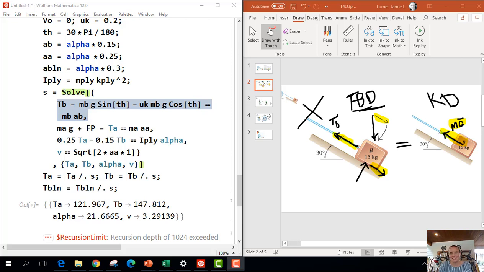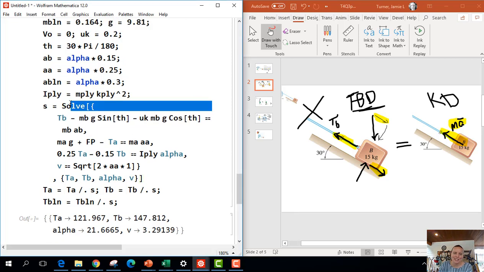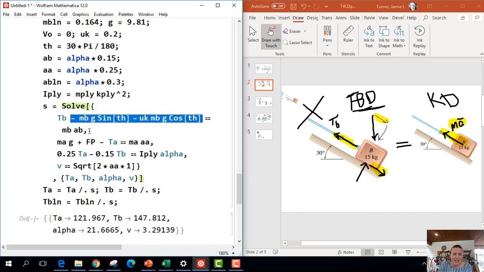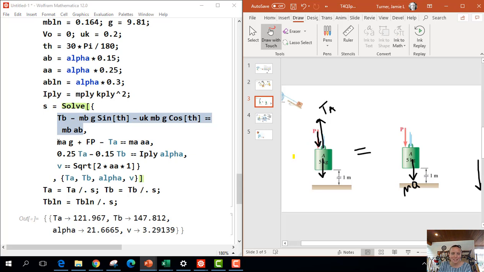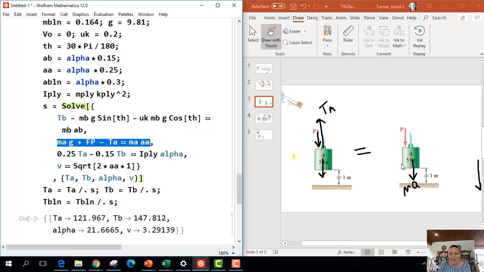Okay, so force balances. Here is block B. So we've got tension acting up, weight and friction going down, and there's the acceleration of B. So here's our free body diagram to kinetic diagram for block B. Next equation for block A. So here's free body diagram, kinetic diagram for A. So we have the weight acting down, tension acting up, and we have A moving around.